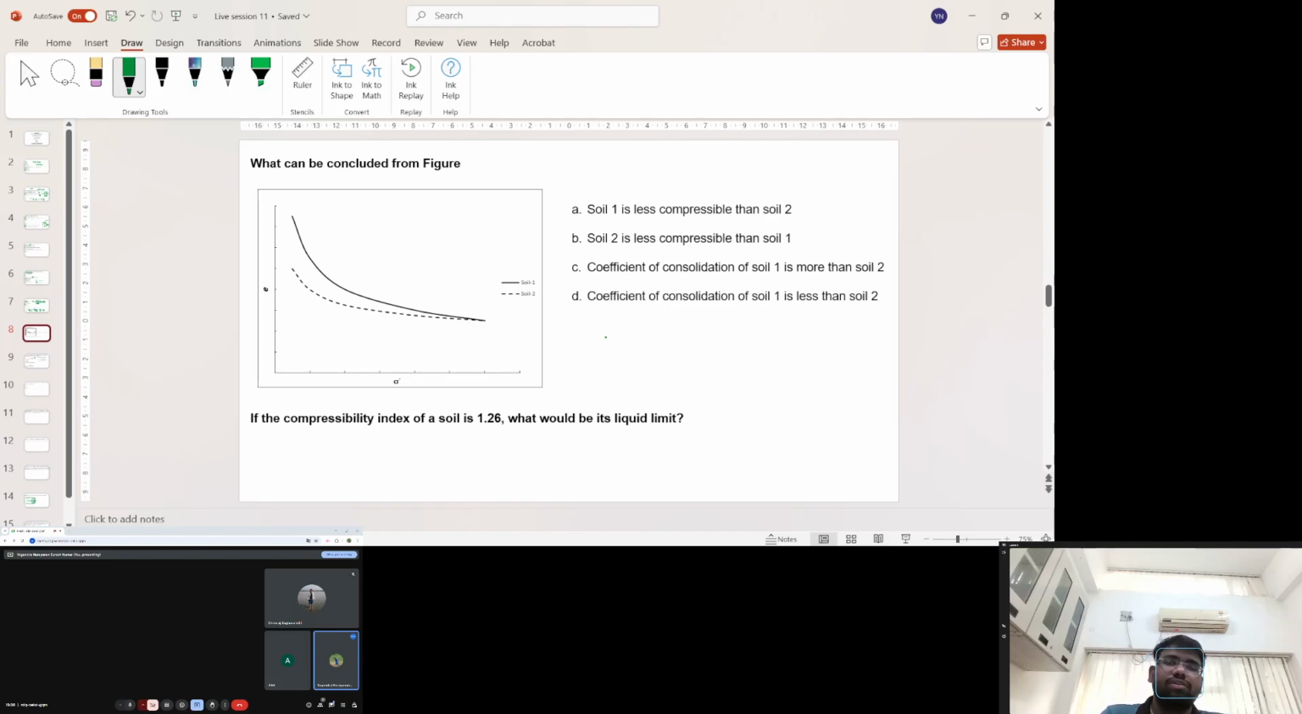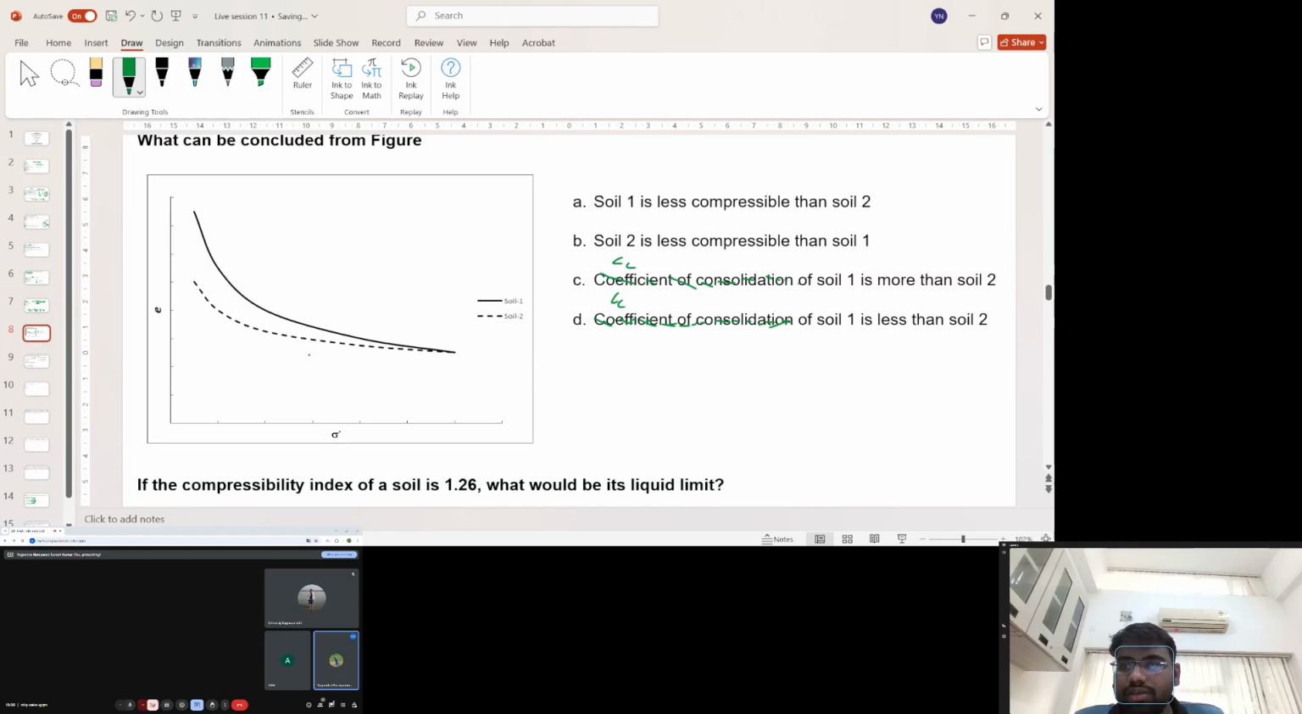What can be concluded from the given figure? So there is a slight correction here. You change it to not coefficient of consolidation, you change it to compression index Cc. From the figure given, maybe I will just zoom it a bit. So what can be concluded from this figure about the compressibility?